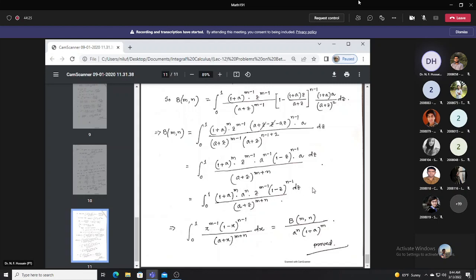You just write the variable x in place of z. So you are getting the value of this integral, which is beta mn divided by this. So this file is complete.